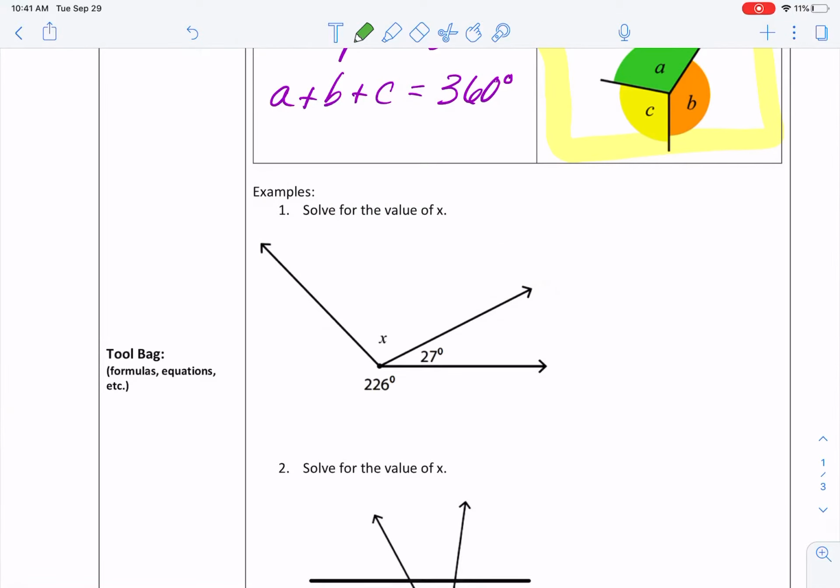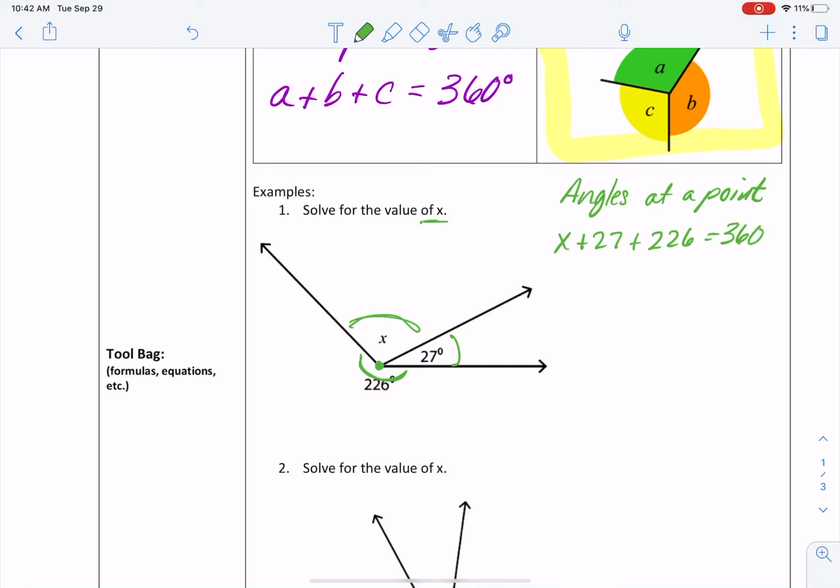So let's look at number one. We're solving for the value of x. So our justification, these are angles at a point. This is the point. This angle out here is the 226. Here's our 27. And here's our x. So I should be able to say that x plus 27 plus 226 equals 360.